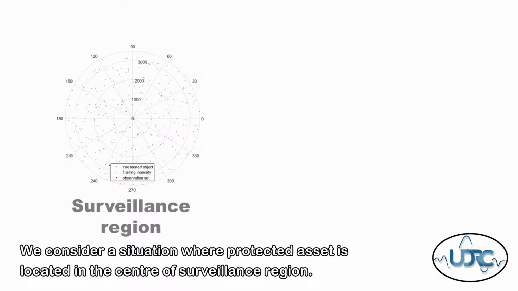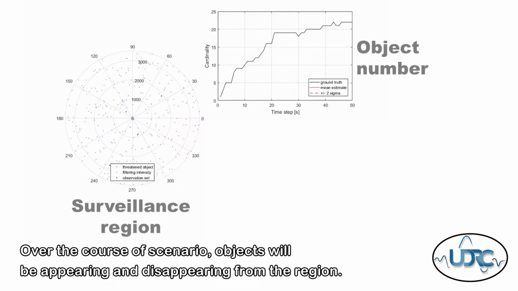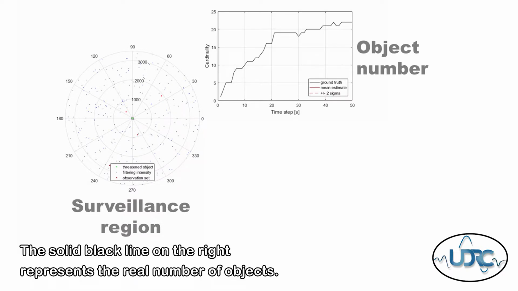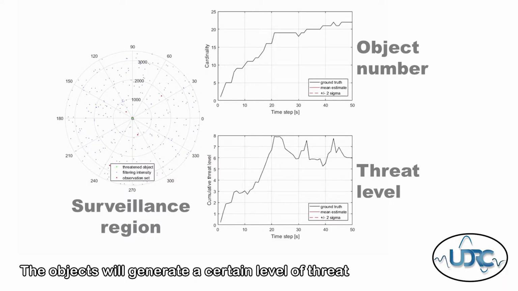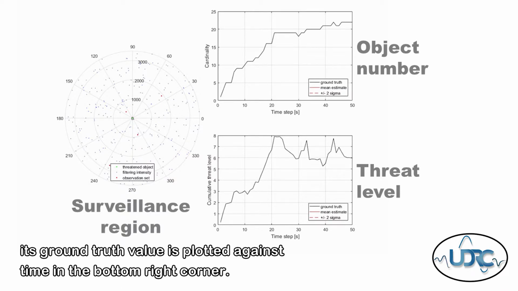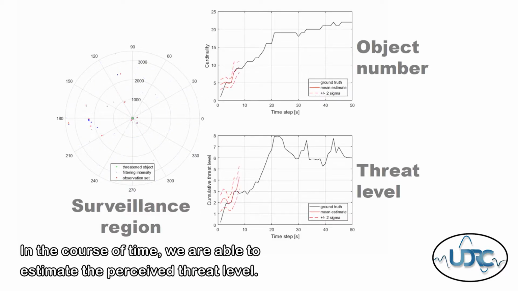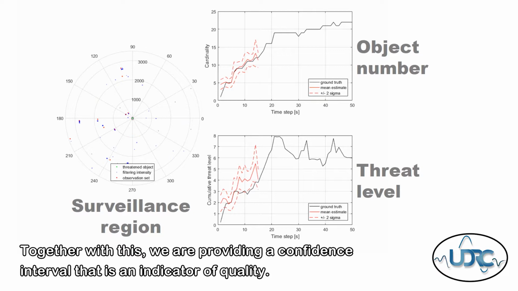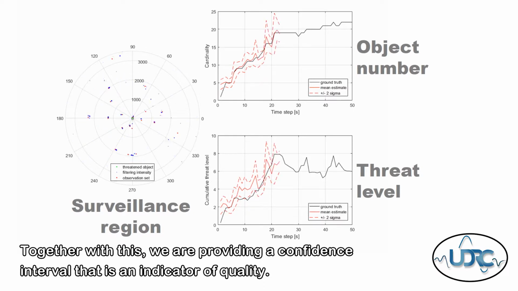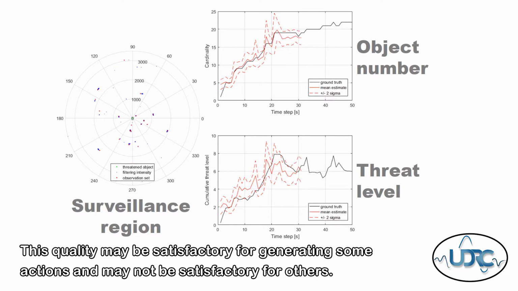We consider a situation where a protected asset is located in the center of the surveillance region. Over the course of the scenario, objects will be appearing and disappearing from the region. The solid black line on the right represents the real number of objects. The objects will generate a certain level of threat. Its ground truth value is plotted against time in the bottom right corner. In the course of time, we are able to estimate the perceived threat level. Together with this, we are providing a confidence interval that is an indicator of quality. This quality may be satisfactory for generating some actions and may not be satisfactory for others.